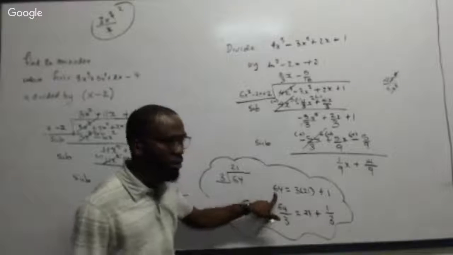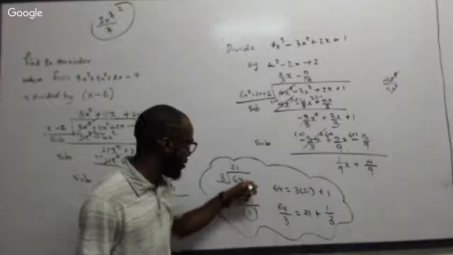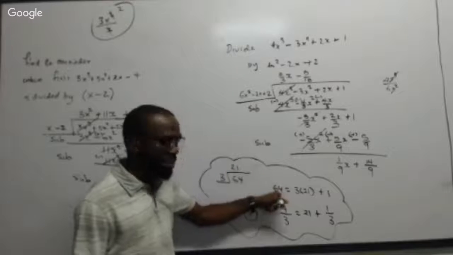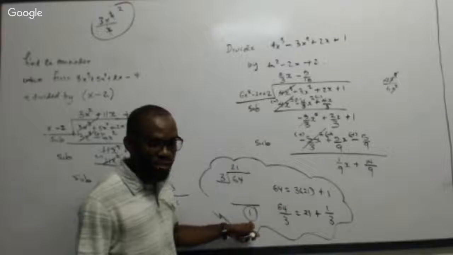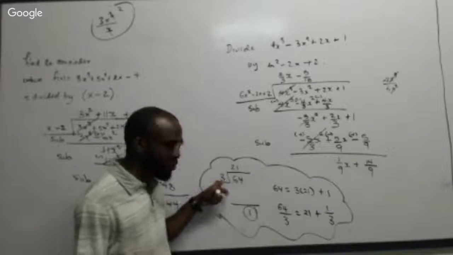So I can say 64 can be written as 3 times 21 plus 1, because that's what this tells me. It tells me that 3 times 21 is not quite 64. There's something that I need to add to it to make it 64. Or I can say 64 divided by 3.